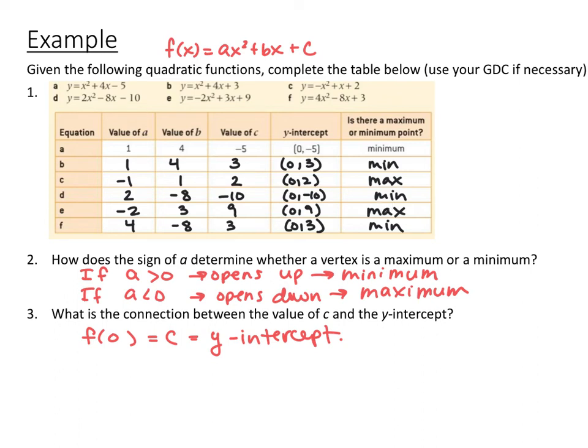Function e, you have a equals negative 2, b equals 3, c equals 9, a y-intercept of 0, 9, and a maximum. And then function f, you have a equals 4, b equals negative 8, c equals 3, a y-intercept of 3, and a minimum.